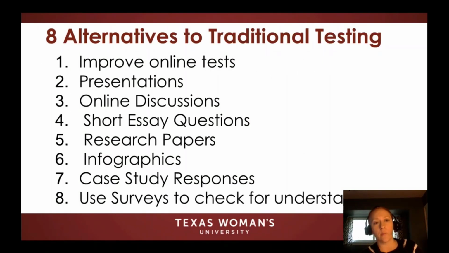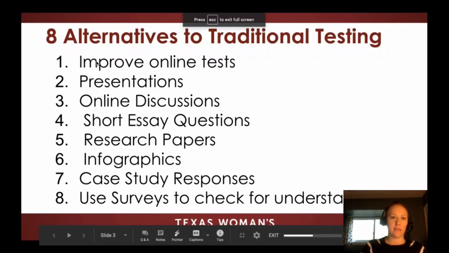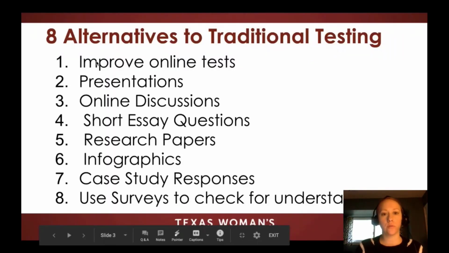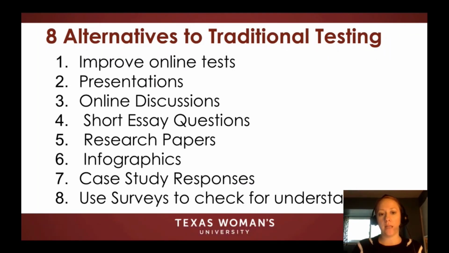The focus of this webinar is 8 alternatives to traditional testing. So we're going to cover these 8 alternatives. We'll start with how to improve online tests, and then we'll discuss some alternatives such as presentations, online discussions, short essay questions, research papers, infographics, case study responses, and then using surveys to check for understanding. We'll talk about each one in turn.